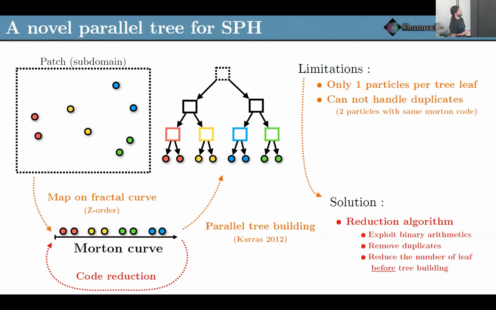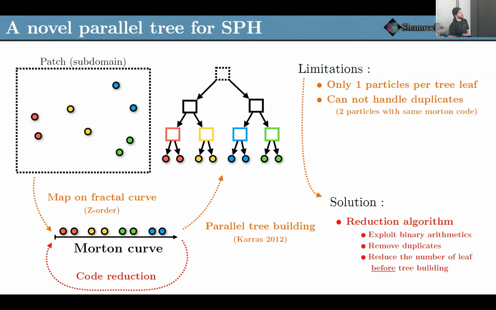To do so, we take the particles and map them onto a fractal curve. We use the list of Morton codes, because they form a Morton curve, and use a parallelized tree building algorithm developed by Tero Karras at NVIDIA in 2012. But if we limit the procedure to that, we'll have some issues. First off, you can have only one particle per leaf of the tree. But as I said, in SPH, you have about 60 neighbors. That means your neighbors will be spread out across 60 leaves, which is a bit too costly for performance. So we want instead something like 10 particles per leaf, which is in general the optimal for performance.